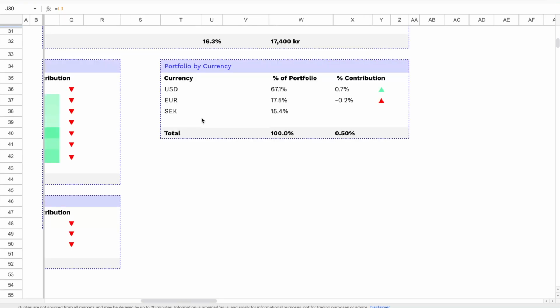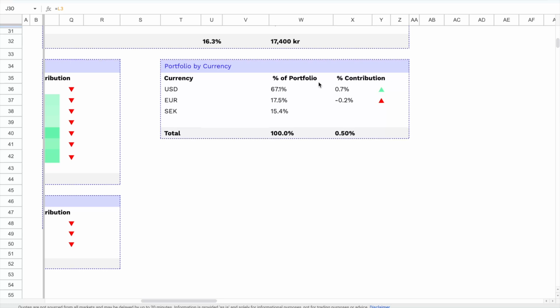Lastly, in my detailed overview, I also have the portfolio by currency. This is extremely important if you own stocks and funds in currencies other than your own. If you're in the US and own stocks in Europe, you really need to keep track of the currencies and how they are affecting your portfolio. In this case, we have the US dollar, the euro, and the Swedish krona, and we can see the percentage contribution.